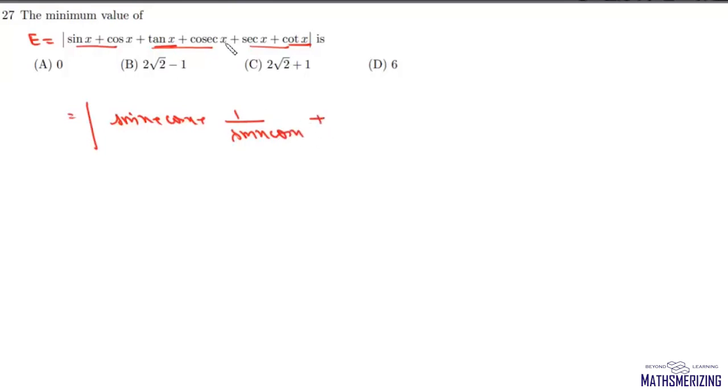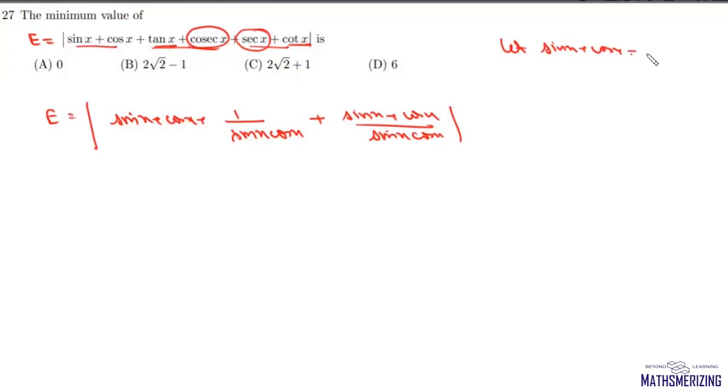And in the same way, if we take cosec x and secant x, then it'll be 1 upon sin x plus 1 upon cos x, and then we can simplify it as sin x plus cos x upon sin x into cos x. Now what we'll do is we'll let sin x plus cos x be t, and we'll square it. We'll get sin square x plus cos square x, which is 1, plus 2 sin x into cos x, which will be t square. So we can write sin x into cos x as t square minus 1 by 2.